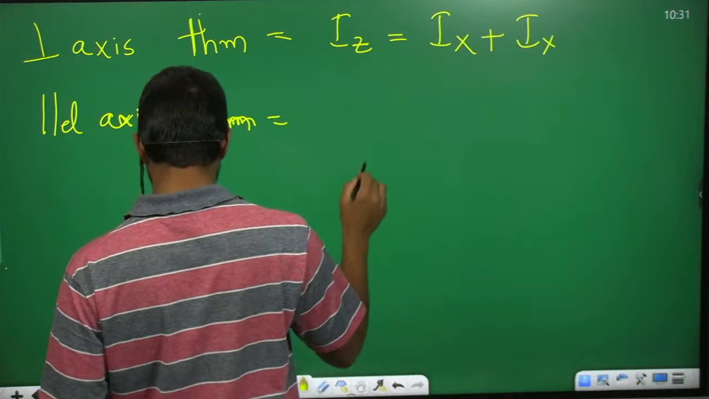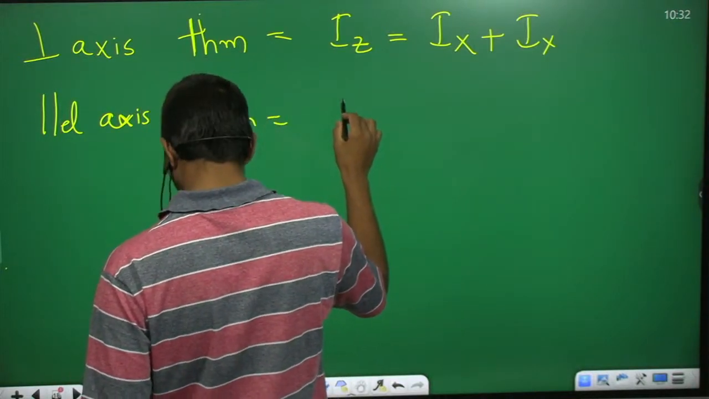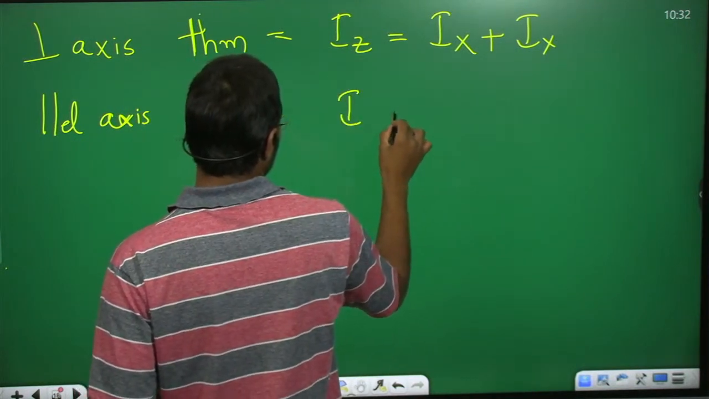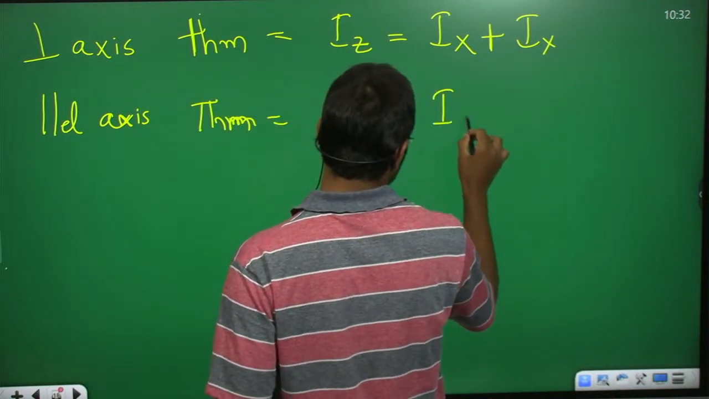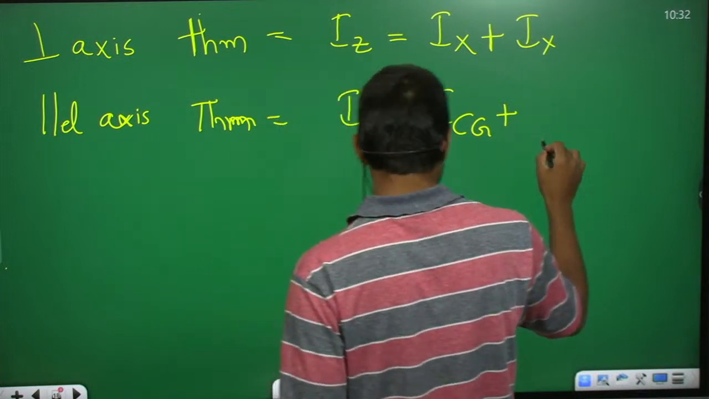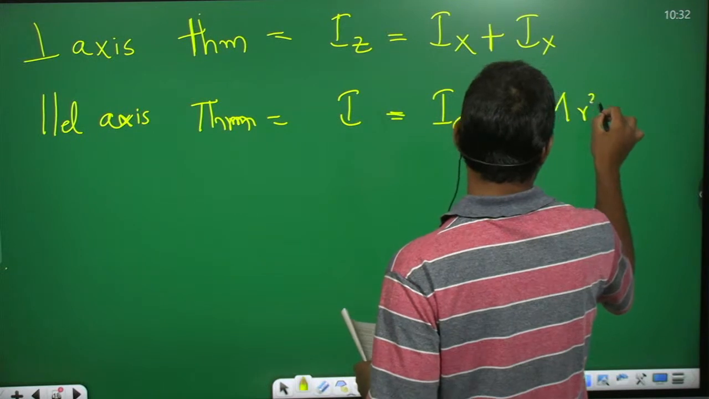And the parallel axis theorem states that the moment of inertia along any axis that is parallel to the centroidal axis is equal to I_cg plus mass into the square of the distance between them.